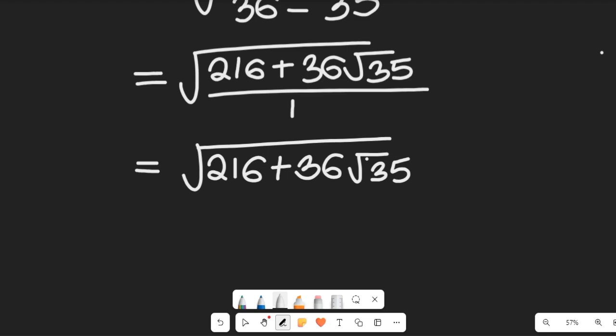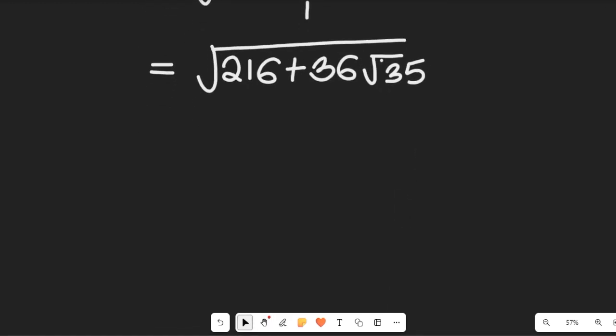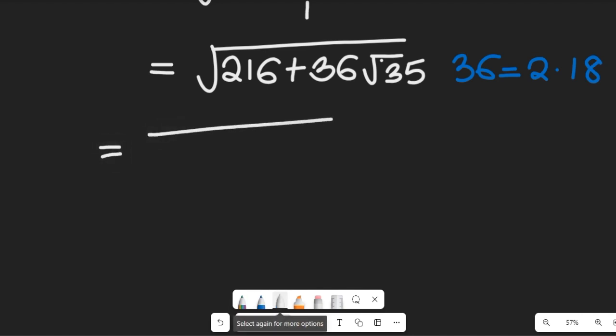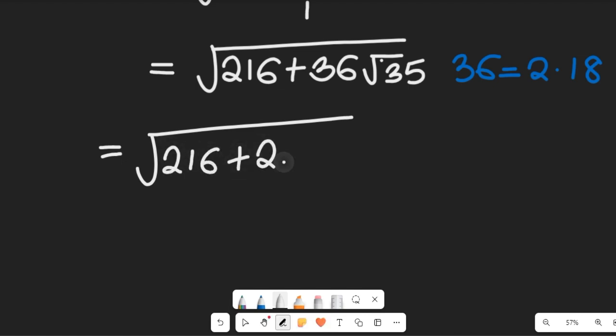As I told you earlier on, this is where the logic will start being applied. From this expression, I can split up my 36. 36 can be equal to 2 multiplied by 18, right? Good. So I can simply expand that to give me the square root of 216 plus 2 multiplied by 18, multiplied by the square root of 35.